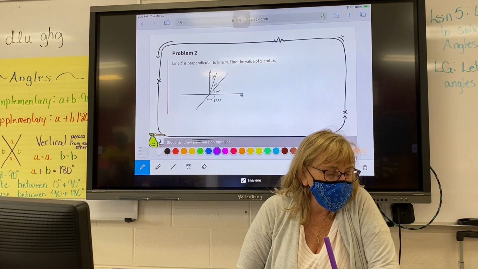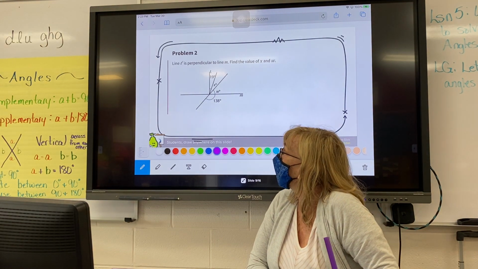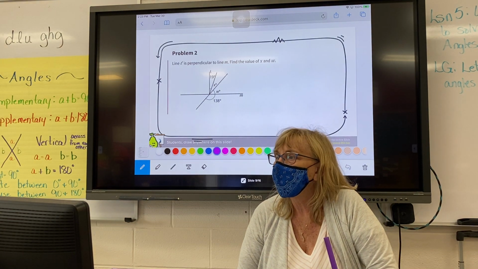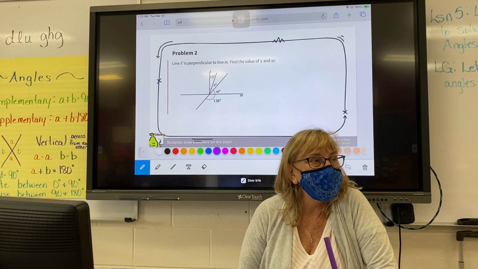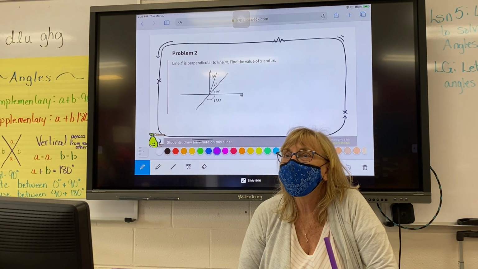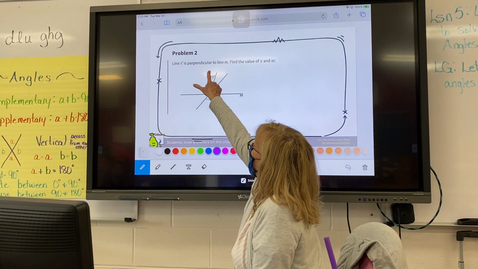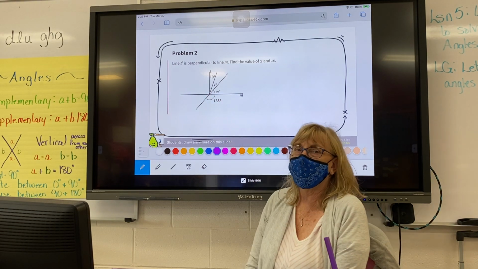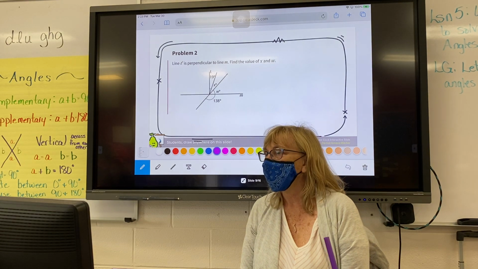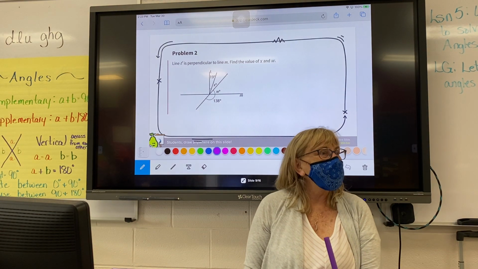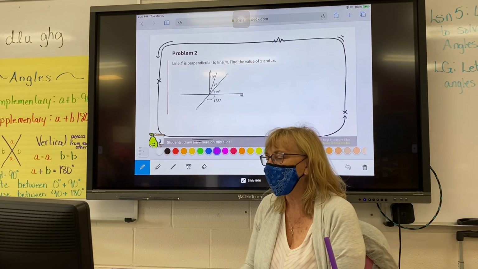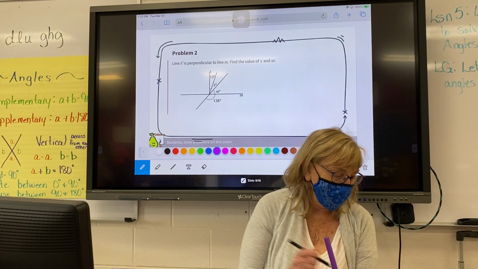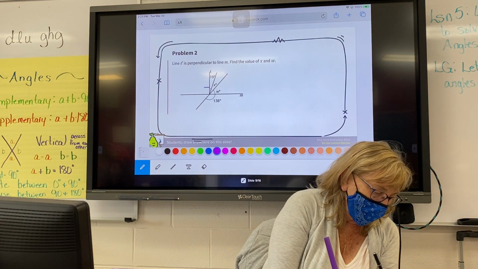Line L is perpendicular to line M. What does perpendicular mean? Opposite? Nope. Okay, let's look at it. Line L is perpendicular to line M. Intersecting at 90 degrees. Okay, I thought maybe if you saw it, looked at it, you might be able to get it. So that means this right here is 90.